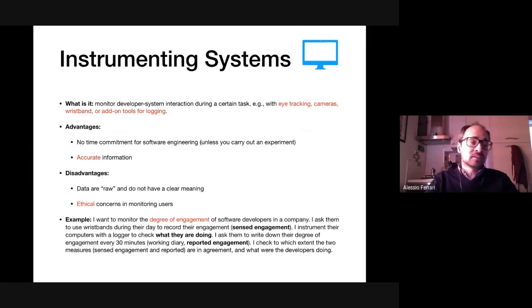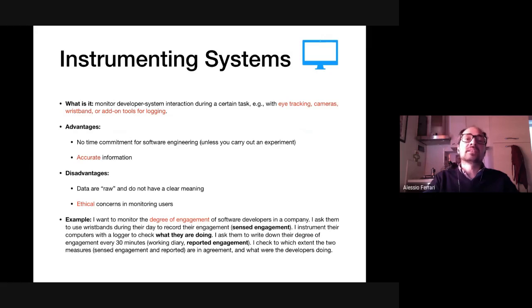If you want real software engineers, you often have to go to the company and do something different from an experiment. Okay. The disadvantage is that data are raw and do not have a clear meaning. So you are collecting precise data, but you have to give meaning to this data. And there may be several ethical concerns.